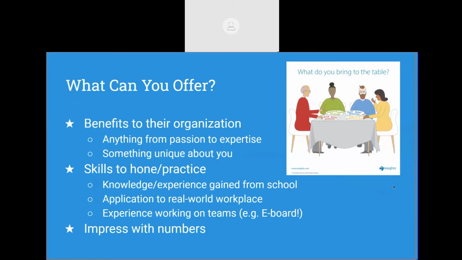So this is usually towards the end, after you tell them everything that you already know. You want to tell them what benefits their organization and what exactly you can do to offer them, what exactly you can do to help their business, help their organization, whatever you might be applying to. This can be anything from just a passion for the industry that they're in or any expertise you may have, and usually it's something unique about you.